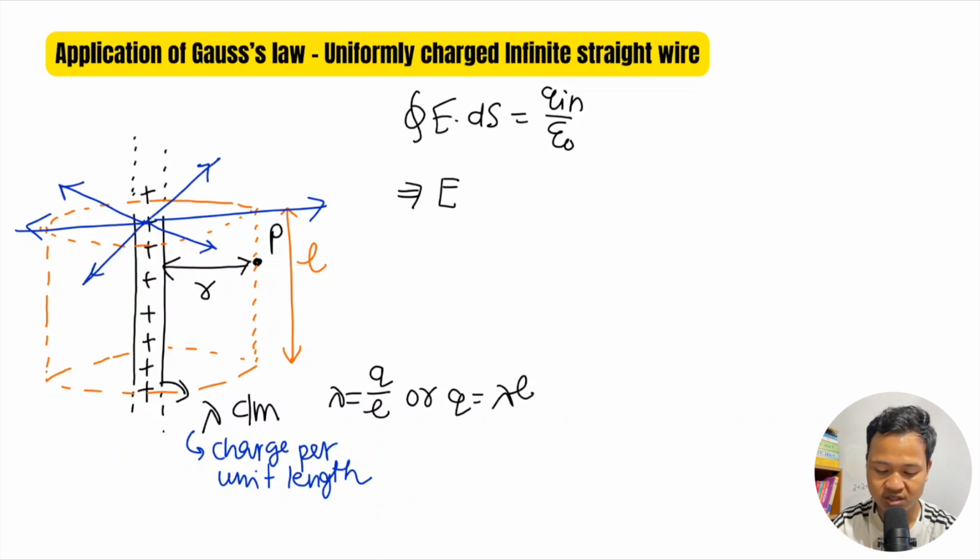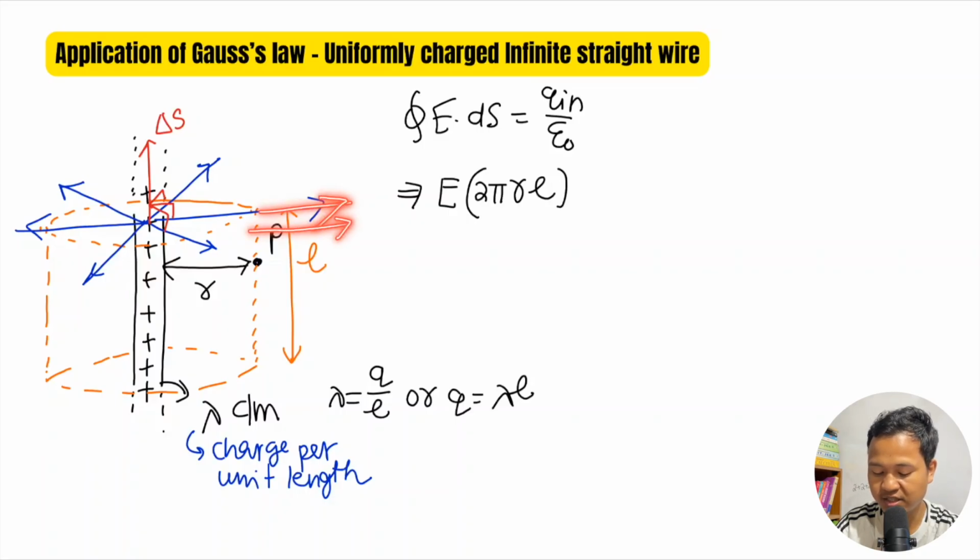If you try to see it, the area vector is always perpendicular to the electric field. If the electric field is along the plane, then the flux on that surface is zero. Similarly, the top and bottom surfaces have zero flux. So you will have flux only due to the curved surface area, which is 2 pi r into l. Here cos theta: the angle between the area vector and the electric field is 0, so cos 0 is 1.